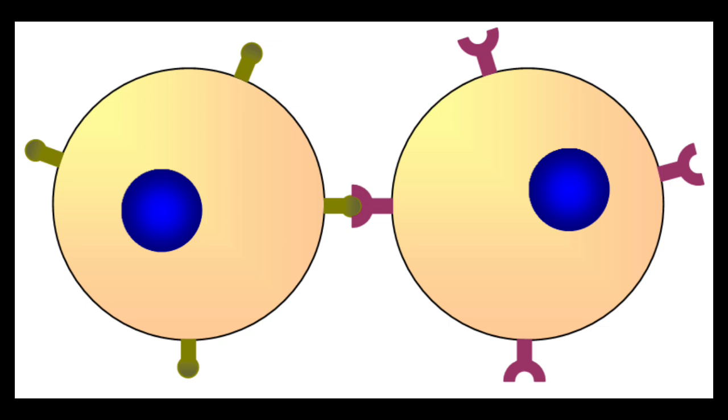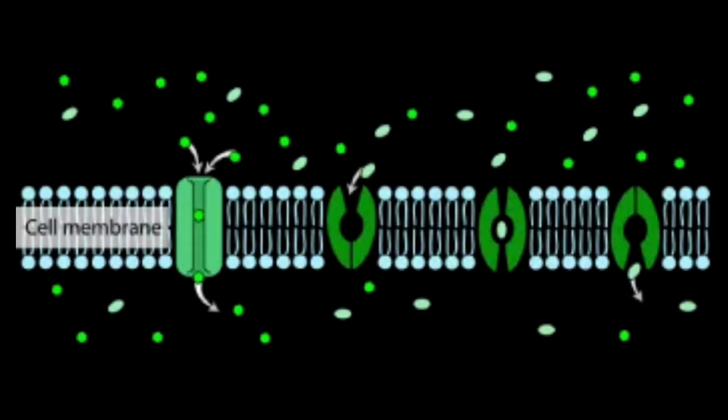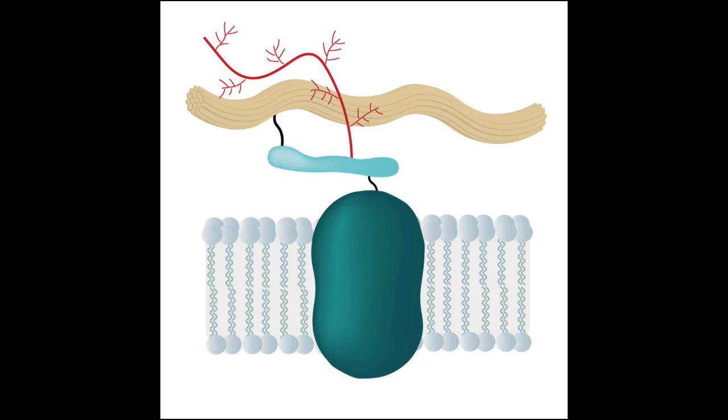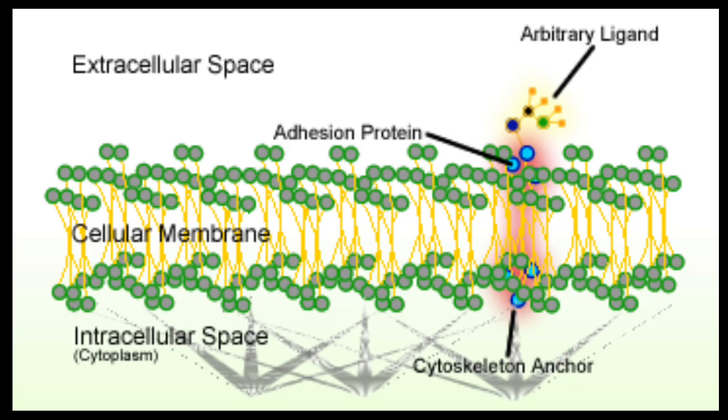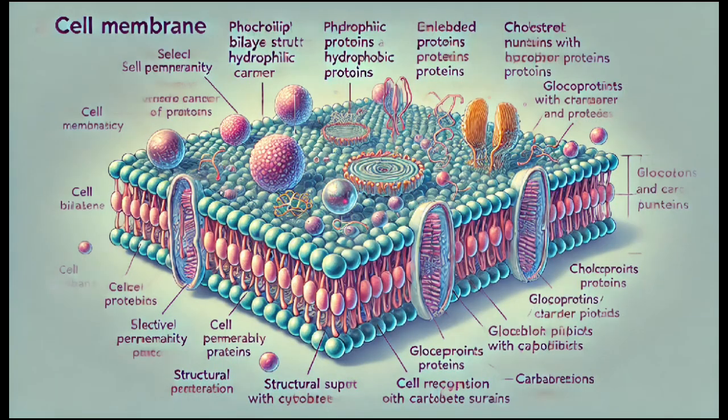The fifth function is cell recognition. The membrane features carbohydrate chains on its surface that aid in cell recognition and identification, which is crucial for immune response and tissue formation. The next and last function is attachment. Attachment means it anchors cells to one another or to the extracellular matrix, helping form tissues and stabilizing cell position within the organism. So these are the functions of the cell membrane.